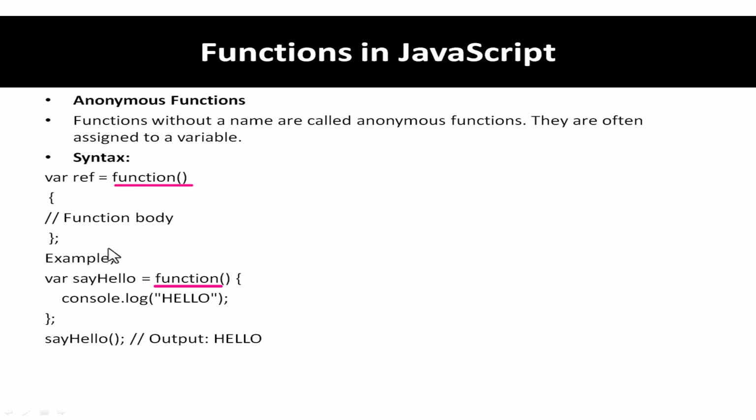Now a function will have a body. For example, this is say hello equal to function. Inside the function we are going to print the value hello. The function will be called whenever it is assigned to say hello. So whenever say hello is called, it is going to show the output.